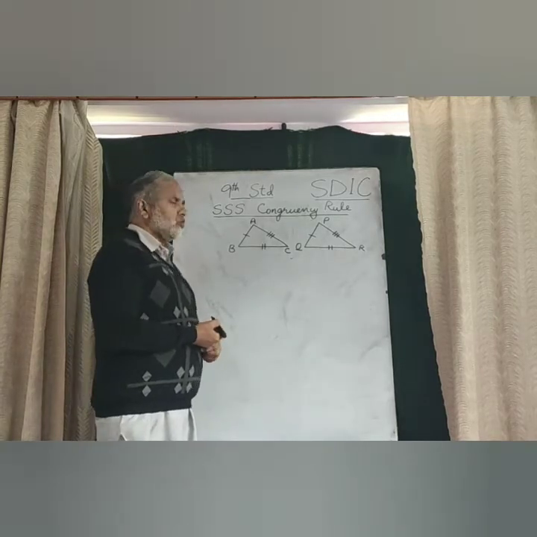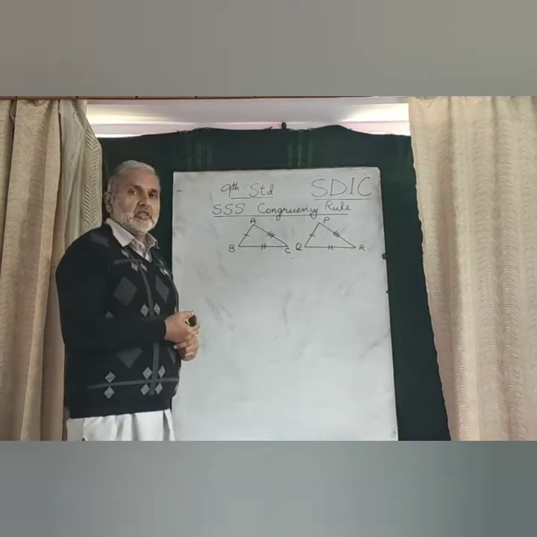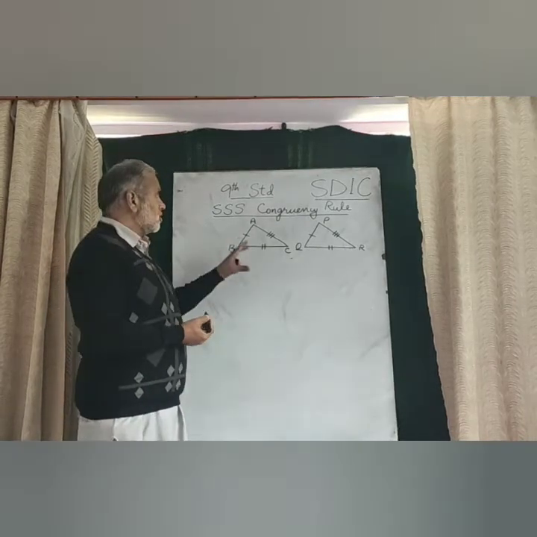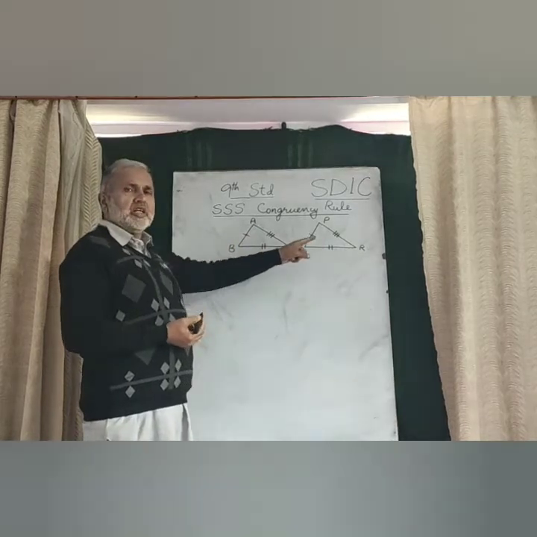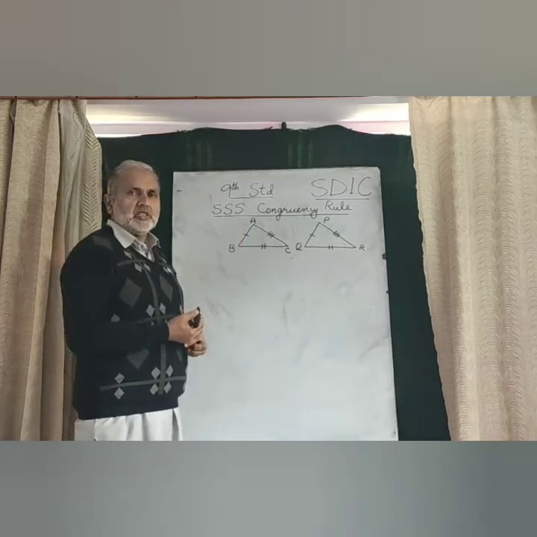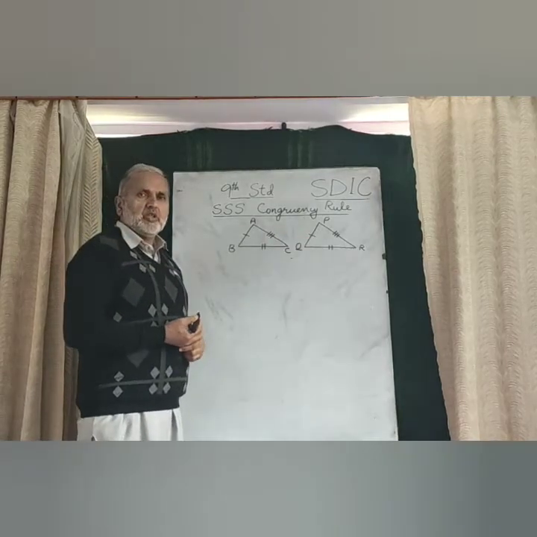We have to prove these two triangles are congruent. That will be our to prove part. Given is two triangles in which three sides of one triangle are equal to the corresponding sides of another triangle. What is to be proved? Triangle ABC is congruent to triangle PQR.